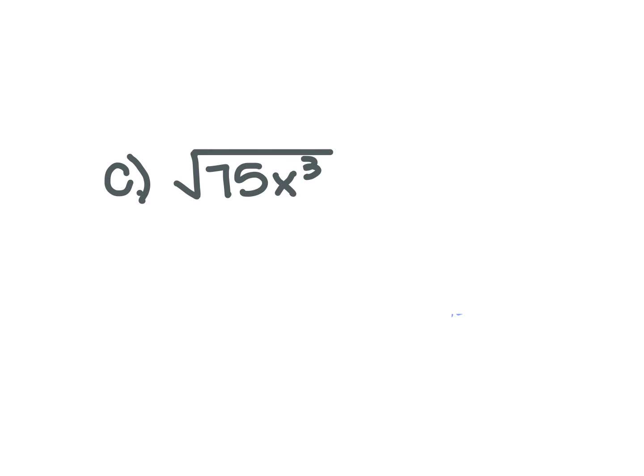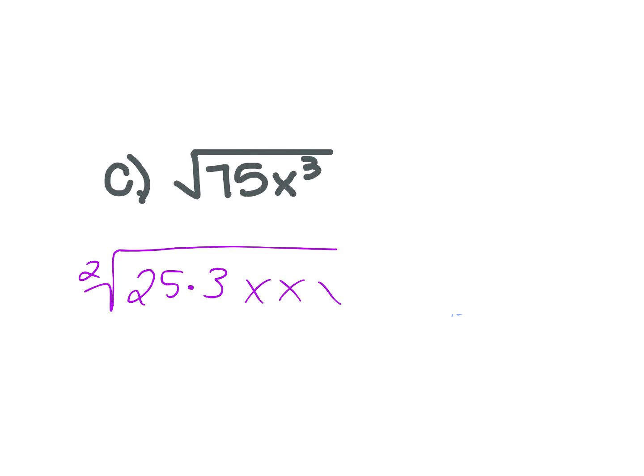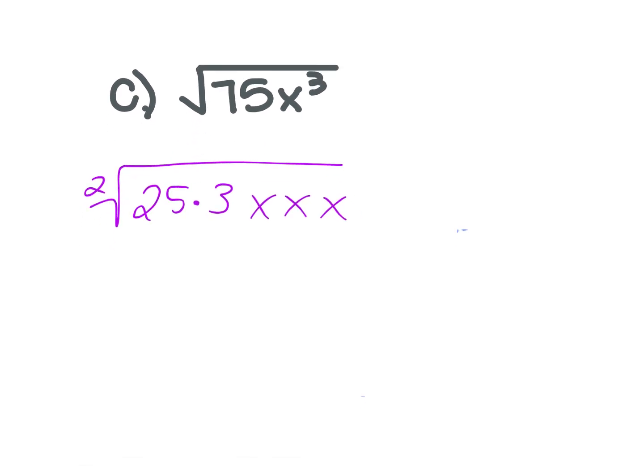Square root. What's the little number that's there? It's a 2. What can we break 75 into that has a perfect square in it? 25. Yep, 25 times 3. And then how many x's do I have? 3. I have 1, 2, 3. So what is the square root of 25? So 5 comes out.